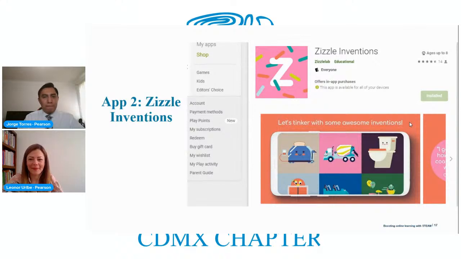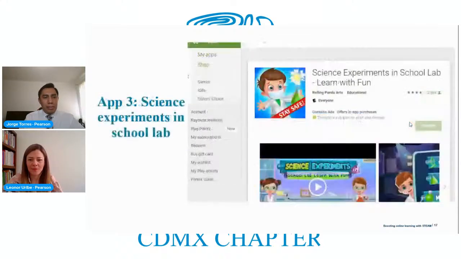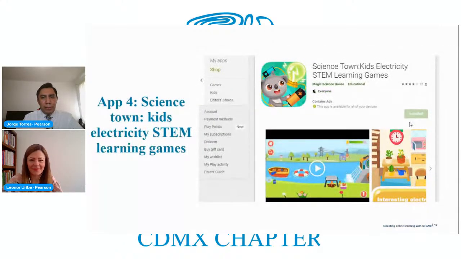The next one, Science Experiments in School Lab. Great. You can pay for extra features in this one. To be honest, I have never paid for those features. The free features are more than enough from my personal point of view. And the last one, Science Town, Kids Electricity, Same Learning Games. These are the 4 apps that we used today.